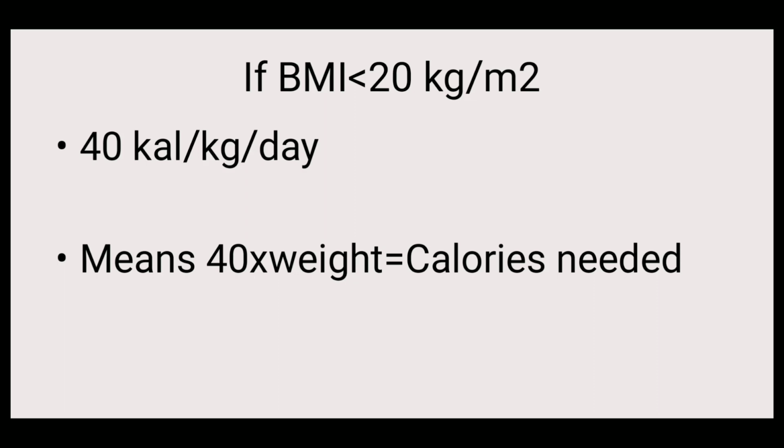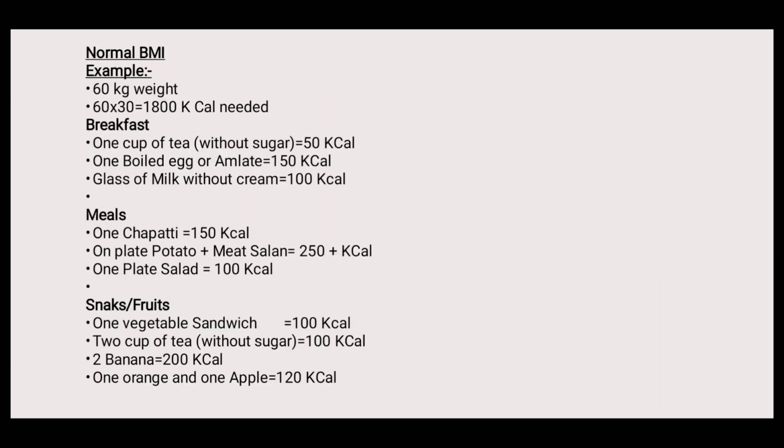Now here is one example, a patient with a normal BMI. This chart can be variable. You can make the chart according to your own plans, but the calories should be the same. You can change or alter the food items, but the amount of calories should be those which I have explained. For example, the patient has a weight of 60 kg, so we multiply 60 by 30. That gives us 1800 kilocalories.